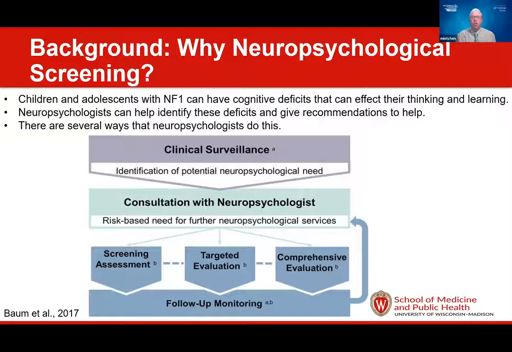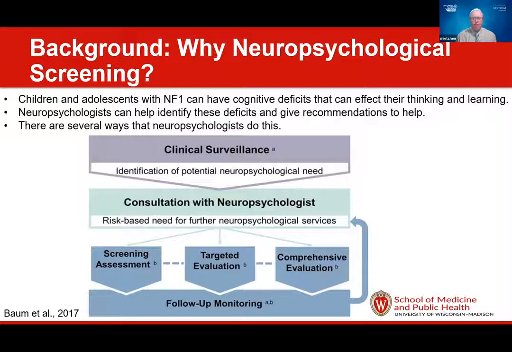So kids with NF1 can sometimes have cognitive deficits that affect their thinking and learning. And these deficits sometimes include things like poor attention, memory, problem solving, or judgment. Neuropsychologists are usually the ones who can evaluate for these deficits and give the recommendations needed to help treat, manage, or accommodate for such deficits.